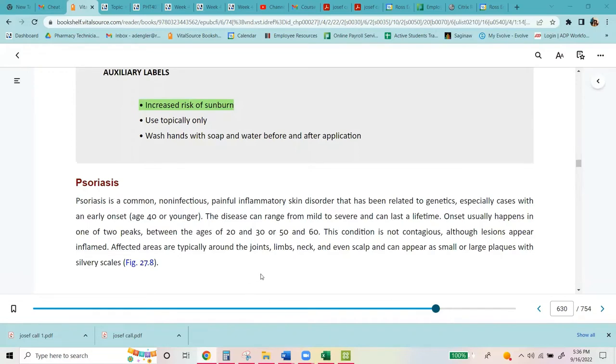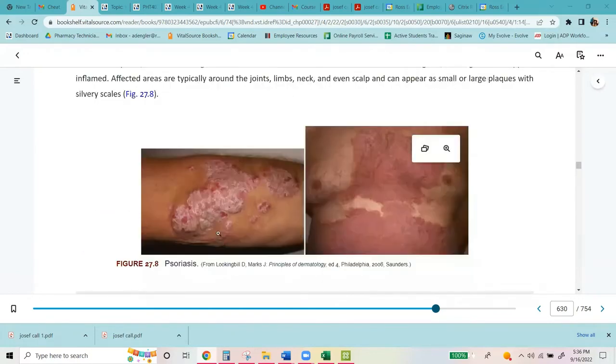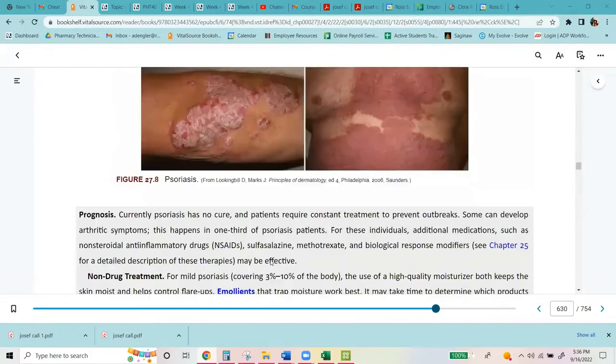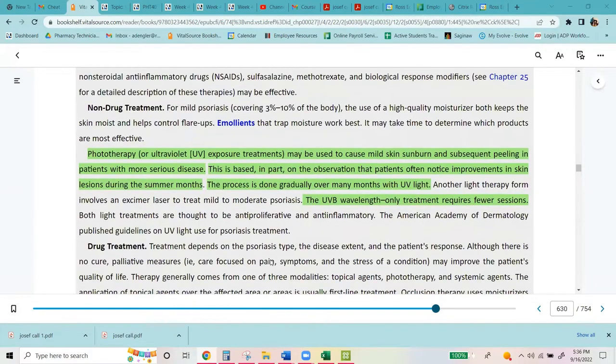Affected areas are typically around the joints, limbs, neck, and even scalp, and can appear as small or large plaques with silvery scales. So here is a picture of psoriasis. For mild psoriasis, the use of a high-quality moisturizer keeps the skin moist and helps control flare-ups. Emollients that trap moisture work the best.